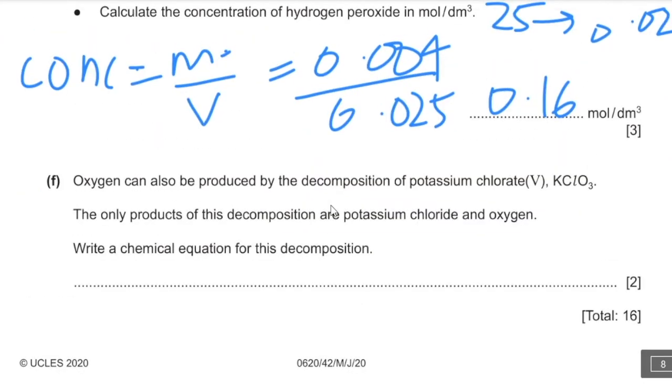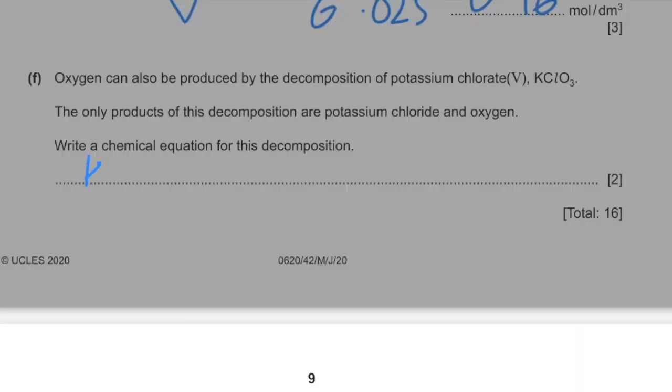Oxygen can also be produced by the decomposition of potassium chlorate. The only products of this decomposition are potassium chloride and oxygen. Write a chemical equation for this decomposition. So we're already given the formula of potassium chlorate. The resulting products are potassium chloride, forming the compound, the formula of the compound from the symbols of the elements potassium and chlorine. They both have charges 1+ and 1−, and that means in a single molecule of potassium chloride we only have one of each of these atoms, followed by oxygen.